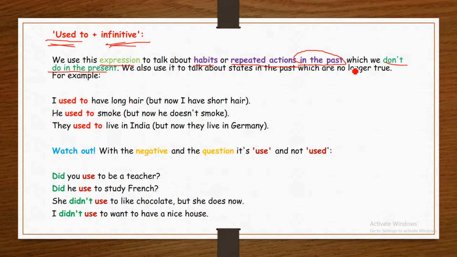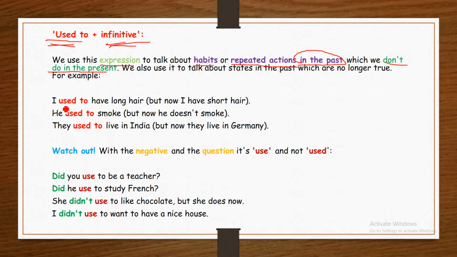We also use it to talk about states in the past which are no longer true. Used to is used to express habits and repeated actions in the past that we don't do in the present.